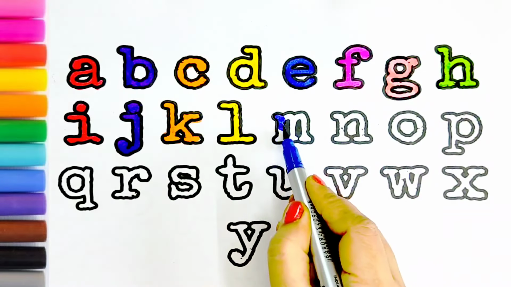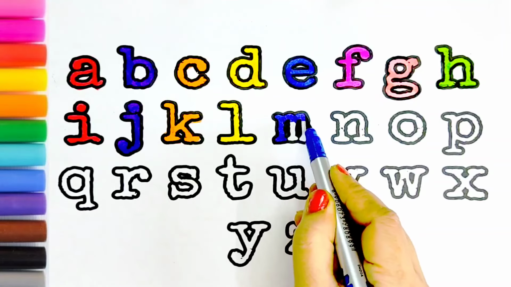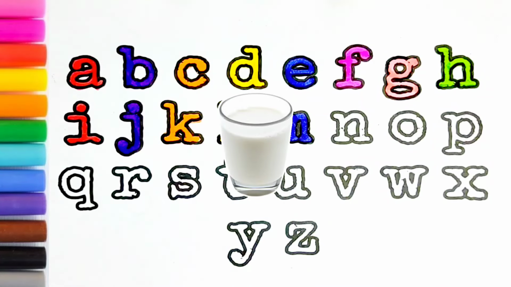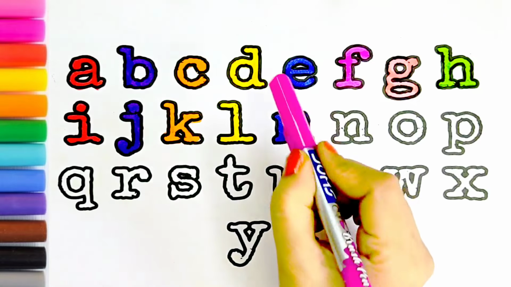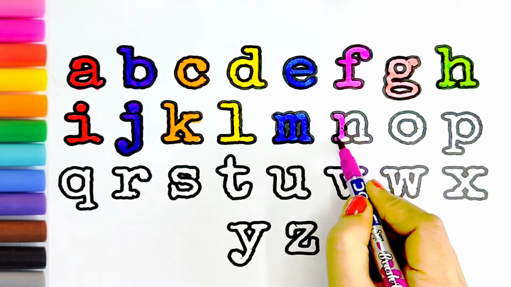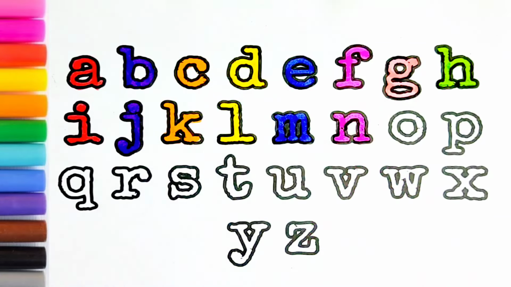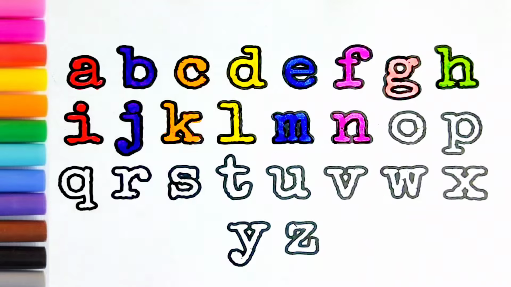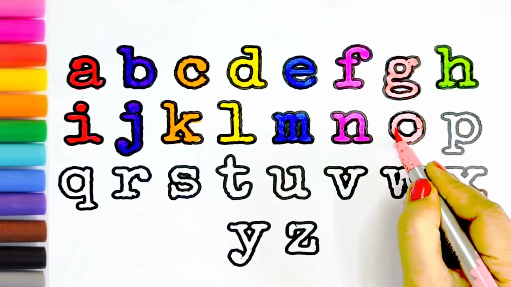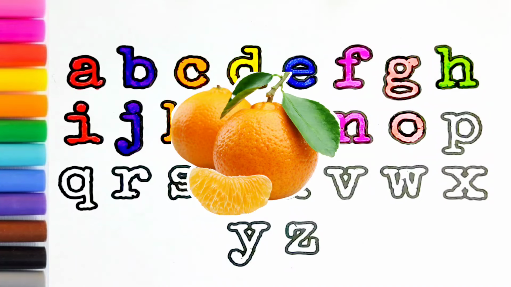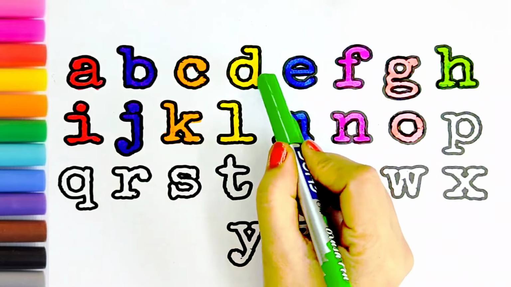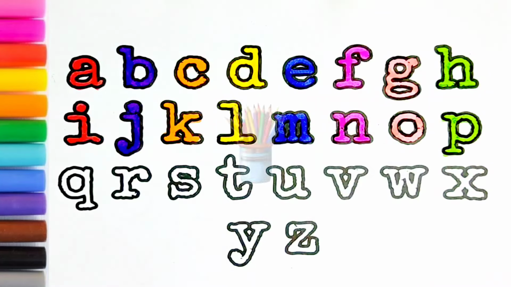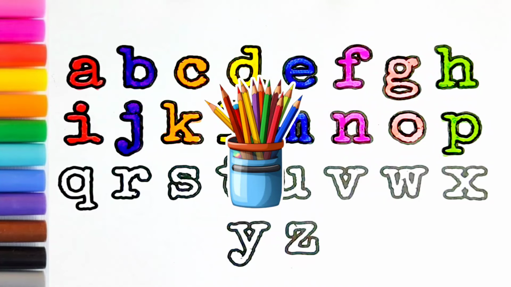Blue color. M. M for milk. Pink color. N. N for nest. Peach pink color. O. O for orange. Light green color. P. P for pencil.